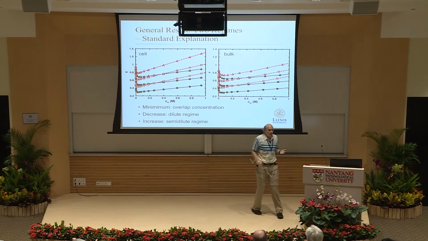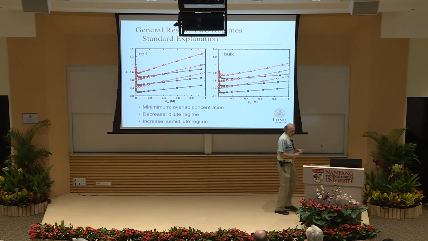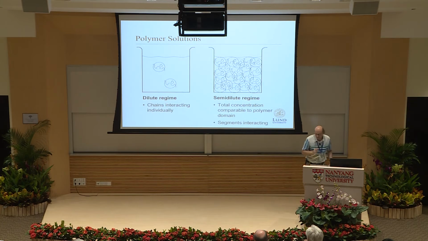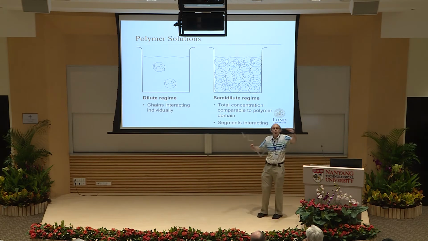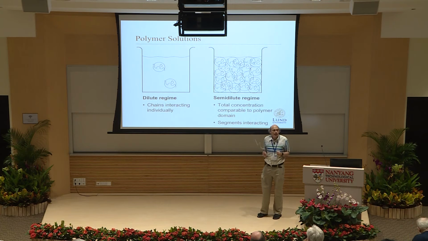And the standard explanation for this is that when we have this decrease, we are in a dilute regime, and when we have the increase, we are in a semi-dilute regime, and the minimum corresponds to the overlap concentration. So what does that mean? When we have a neutral polymer in the dilute regime, it means that the polymers are far away from each other, and they only interact occasionally. So they are independent and interacting one-on-one, basically.